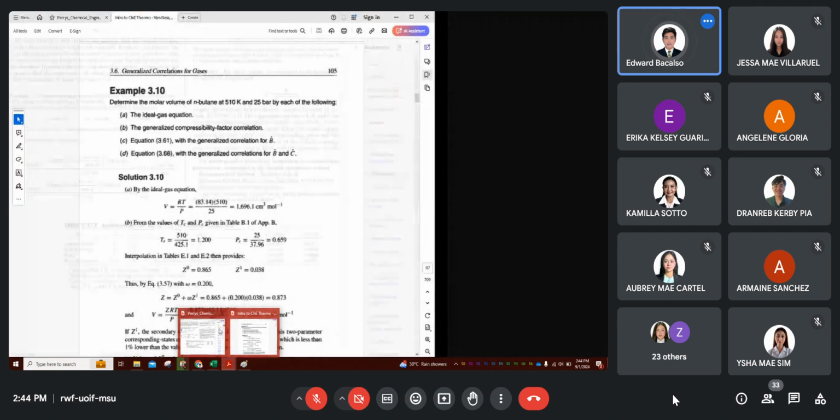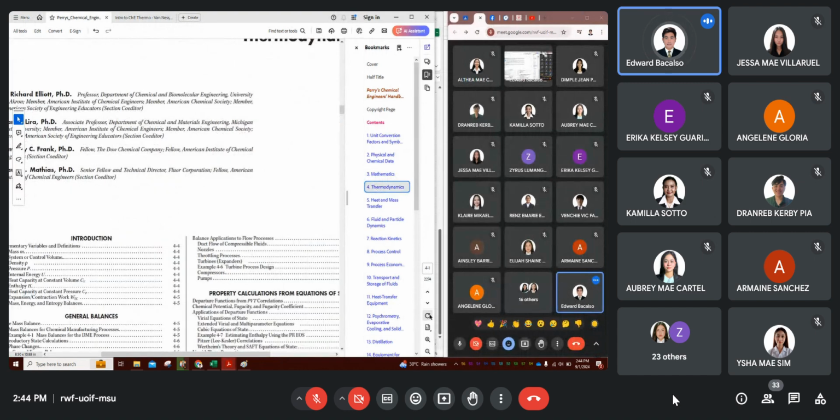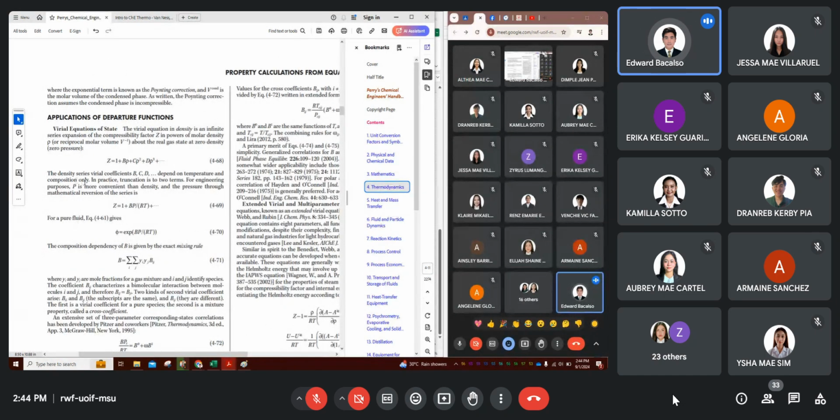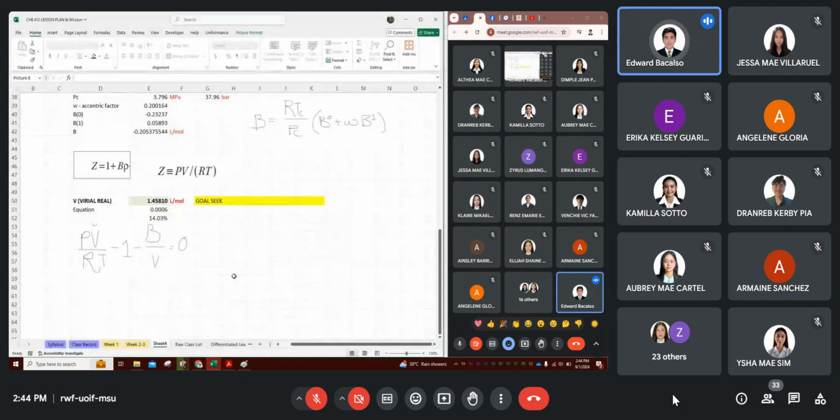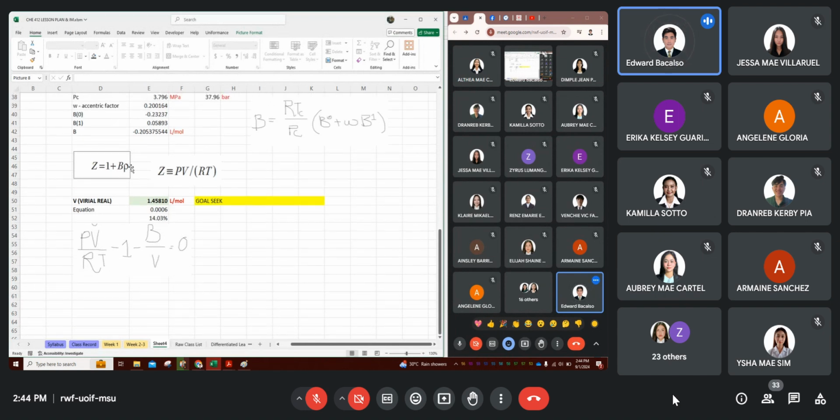Makikita yan sa handbook. Dun tayo sa thermodynamics ulit. And we go to the real equation of state, page 11. Yan. Sinasabi dito, in practice, truncation is to two terms. So, Z equals 1 plus BP over RT. So, for engineering purposes, ganun yung ginagamit. Yan. So, if ever na gagamitin yung C, yung pangatlong coefficient, i-extend lang natin yung calculation.